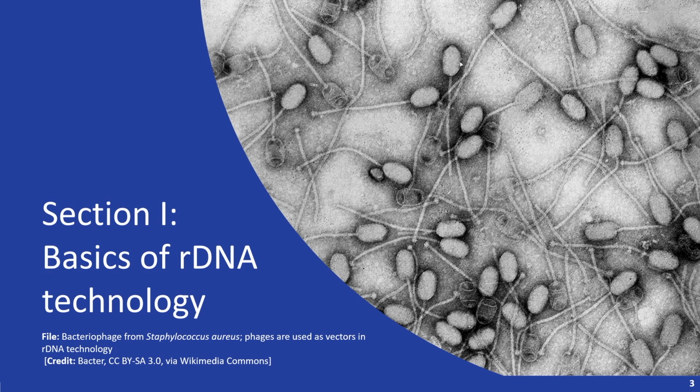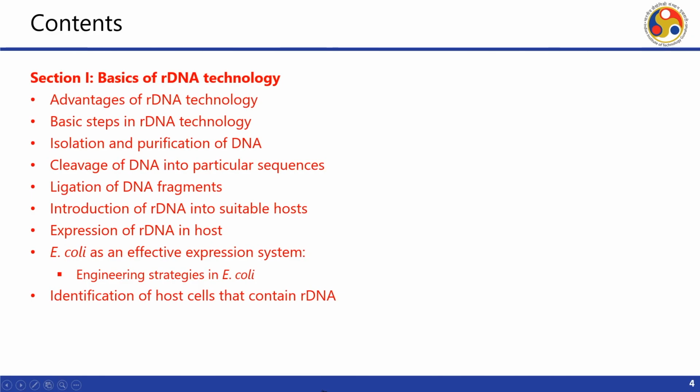So let's start with the basics of rDNA technology. In this figure you can see bacteriophage from Staphylococcus aureus, where phages are used as vectors in rDNA technology. What are these vectors? We will be discussing them soon. So this particular section has the following content.